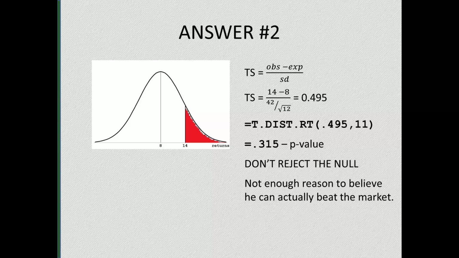For a large p-value, we do not reject the null hypothesis. We do not have reason to believe he can actually beat the market. Yes, his sample result was a bit higher than market average, but there's so much uncertainty going on that it could very plausibly have simply been luck.